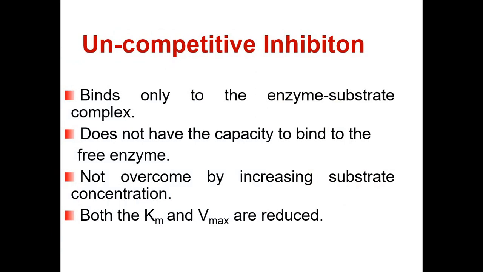Next is the uncompetitive inhibition, and this is less common. In uncompetitive inhibition, the inhibitor only binds to the enzyme substrate complex. It does not bind to the free enzyme, it binds to the enzyme substrate complex. Okay? Because it does not have the capacity to bind to the free enzyme, it could not be overcome just by increasing substrate concentration. An effect is that both the Km and the Vmax are reduced.